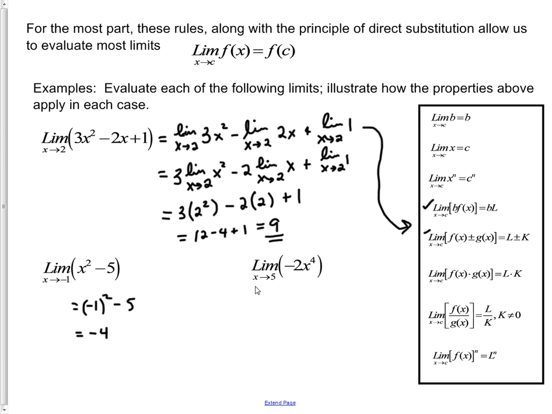Or if I wanted to evaluate this limit as x approaches 5 of negative 2 times x to the 4th, that is the same thing as negative 2 times the limit as x approaches 5 of x to the 4th. By our direct substitution rules, it's going to be negative 2 times 5 to the 4th power. Well, 5 to the 4th power, having worked this out knowing that 25 squared is the same thing, it's 625. And so my result is negative 1250. And there we go. So solving these kind of limits is really, really easy by direct substitution.